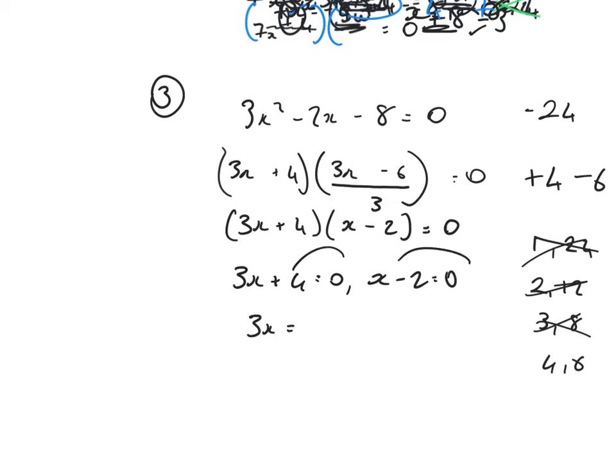Bring the 4 over, change its sign, 3x equals minus 4, then bring the 3 down and divide. x equals minus 4 over 3, and bring that over, x equals 2. 2 results, 2 roots. Final answer, x equals minus 4 over 3, x equals 2.